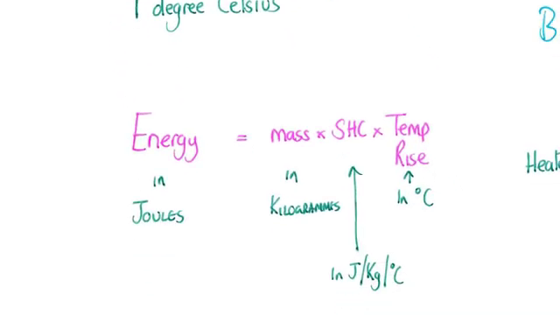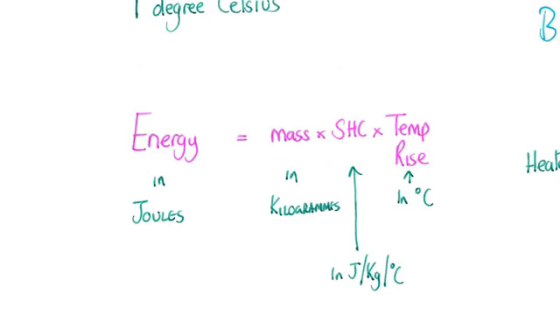There is a formula there. Energy is mass times specific heat capacity times temperature rise. And of course, you measure energy in joules. Remember to measure the mass in kilograms. The way they'll catch you out is by saying the mass in grams. The unit of specific heat capacity is joules per kilogram per degree Celsius. You can get that unit by rearranging the formula, by the way, later on.